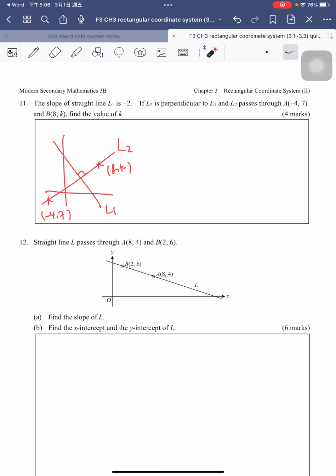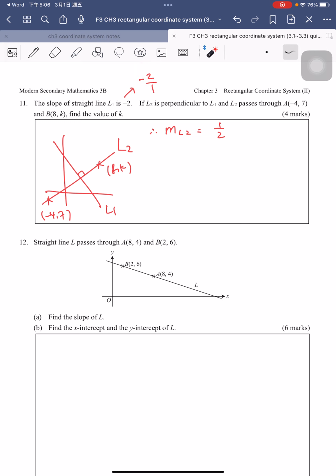So first of all, what is going to be the slope of L2? Because we know that L1 and L2 are perpendicular, their slopes multiplied together are going to equal negative 1. So the slope of L2 is going to be the negative reciprocal. This is negative 2 over 1. If we reverse them, we have 1 over 2, because originally it's already negative, so the final answer is going to be positive.